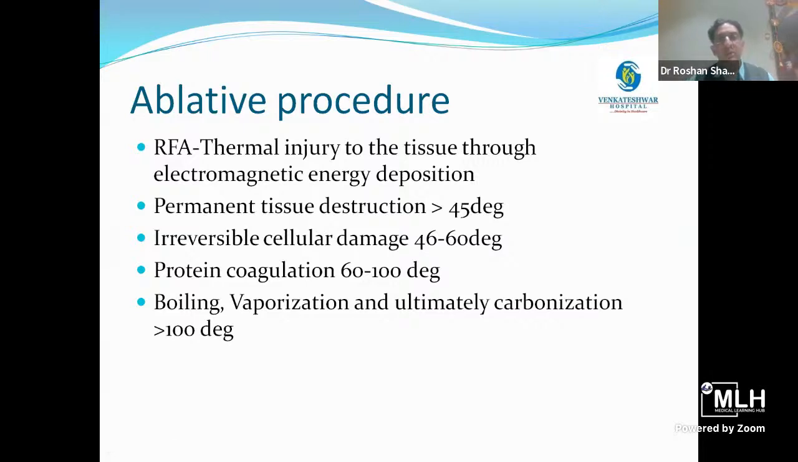So permanent tissue destruction occurs. And there is coagulation of the tissue when the temperature is 60 to 100 degrees, and there is boiling, vaporization, and ultimately carbonization of the tissue when the temperature reaches more than 100 degrees.